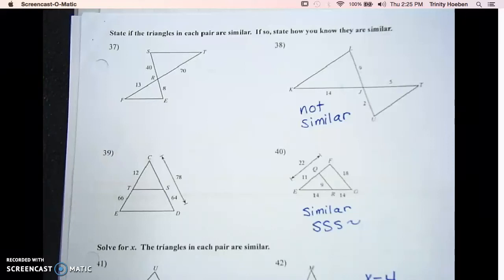So today we're going to finish up pages 5 through 8 on the geometry midterm review, starting with number 37 on page 5. So directions say, state if the triangles in each pair are similar. If so, state how you know that they are similar. So what you want to do is set up a proportion basing on the sides.